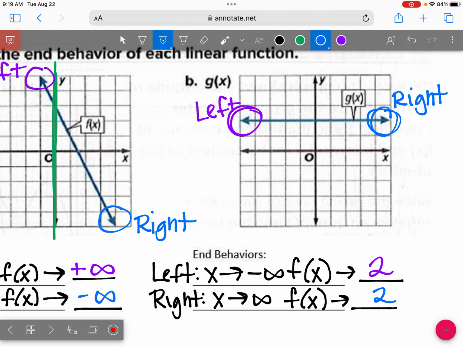So when you do your end behavior, it's either going to be positive infinity, negative infinity, or it can be a number when it's a horizontal line. Let's talk about why that is 2. So this is 0, this is 1, this is 2. So this line is at y equals 2. All right, we have a few more graphs and then we'll do our practice.